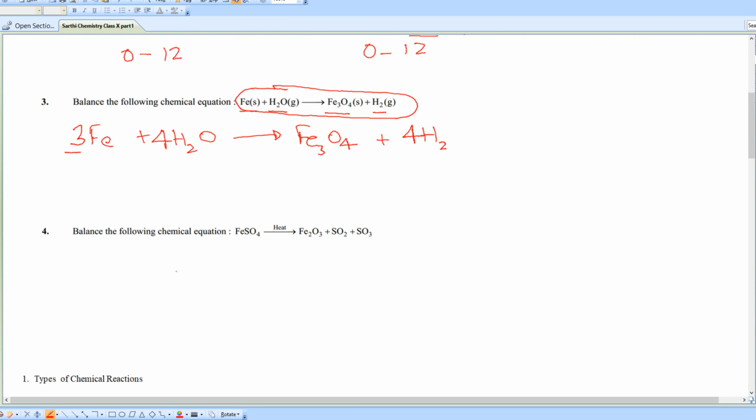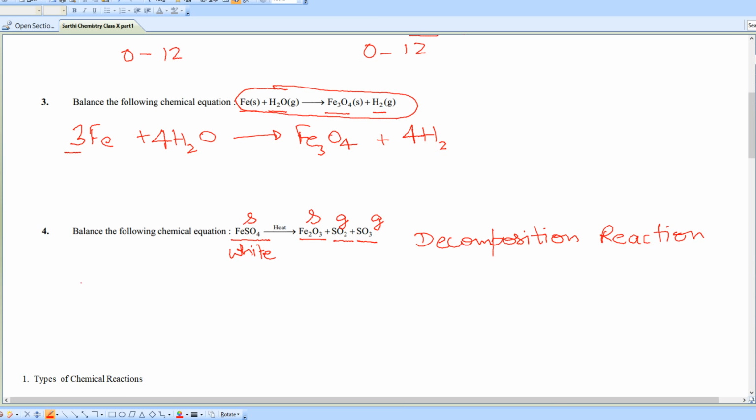Now we'll move on to the fourth question. Now FeSO4, which is a white solid, is getting decomposed into ferric oxide, sulfur dioxide and sulfur trioxide. These two are gases, and Fe2O3 is solid. This is also solid. So this is a classic example of a decomposition reaction.